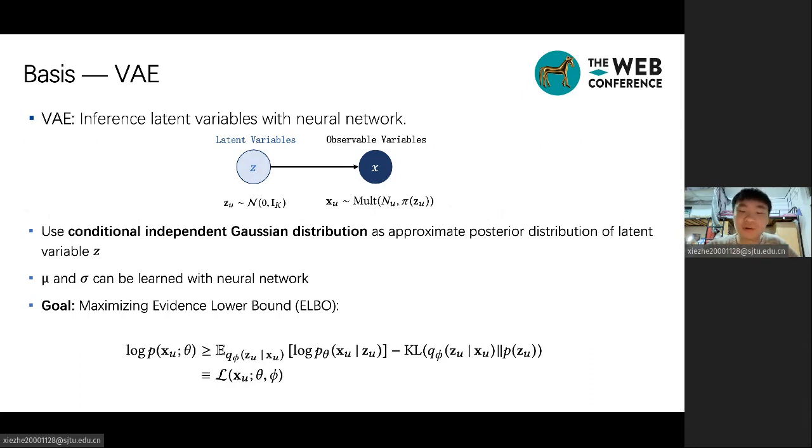The prior distribution of the latent variable is usually a standard normal Gaussian distribution. So VAE is actually a simple model, with a conditionally independent Gaussian as its approximate posterior distribution. But in our sequential recommendation task, we need latent variables with higher quality. So the limitation of the Gaussian posterior distribution will also limit the expressiveness of the latent variable, and that reduces the performance of the VAE model for sequential recommendation.